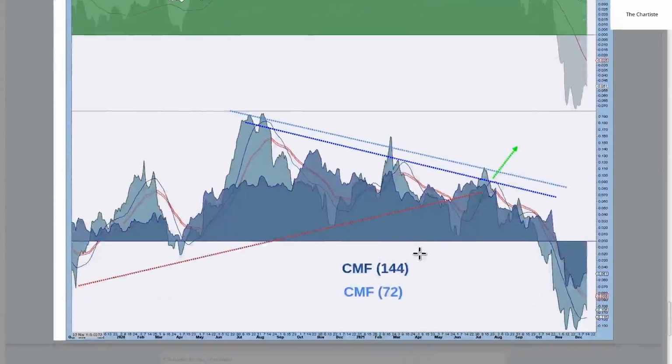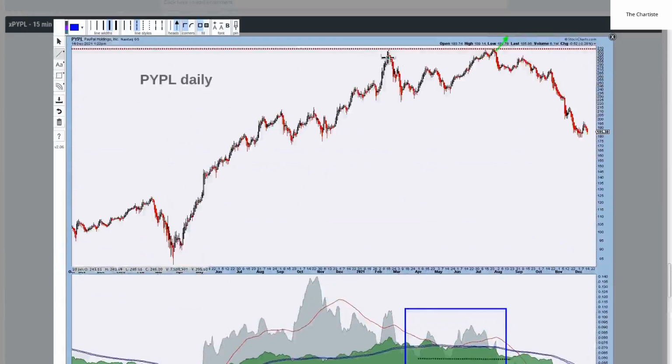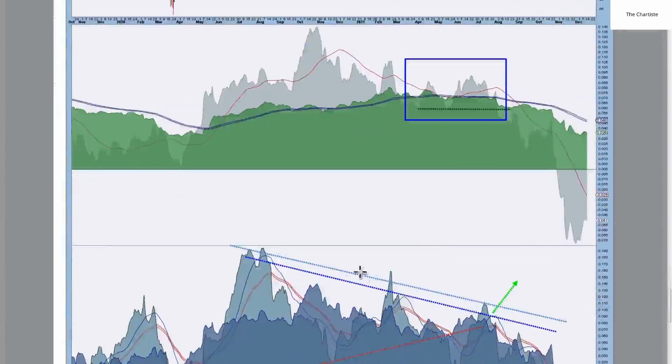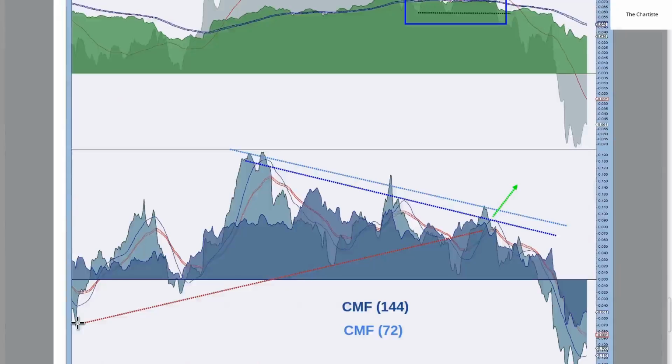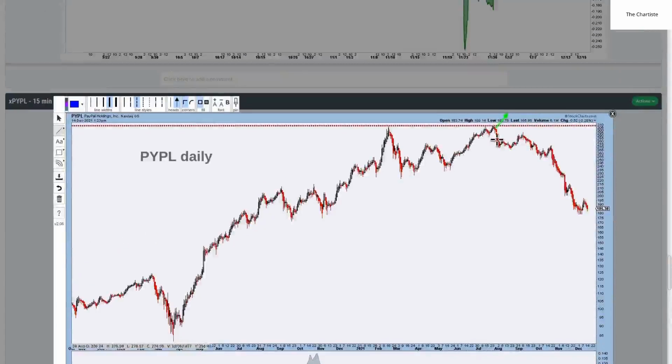And this is Chaikin Money Flow 144 and 172. And you see divergence. You have two tops, but the money flow is diverging. And the trend line drawn from the money flow 72 days is crossing right here and bouncing back again on that second top.